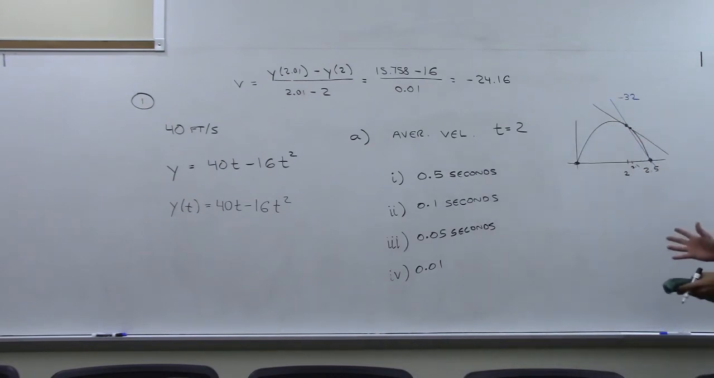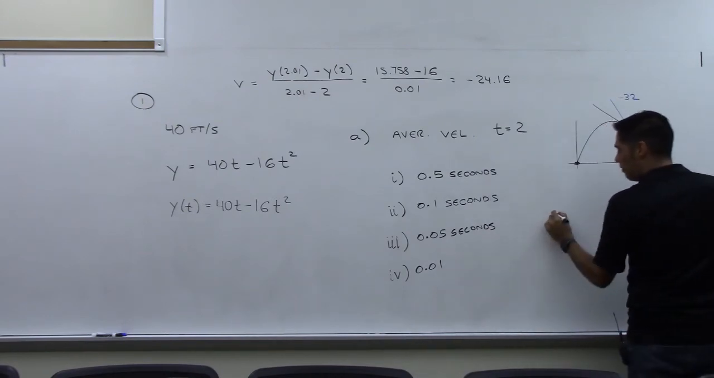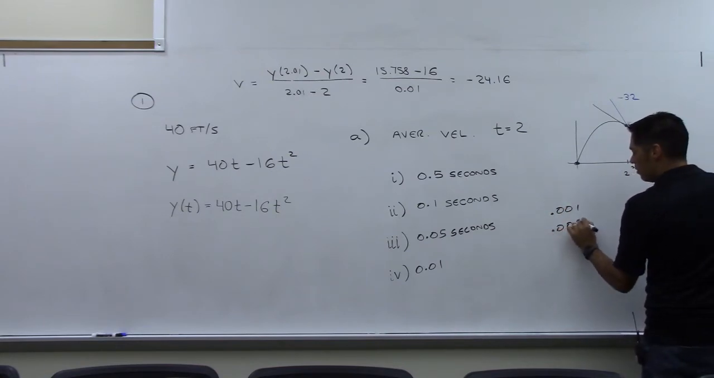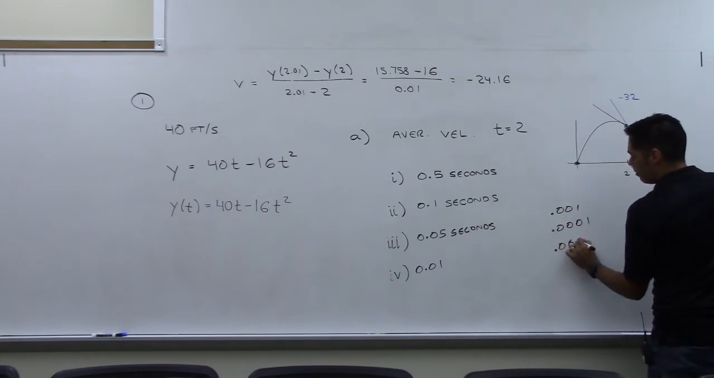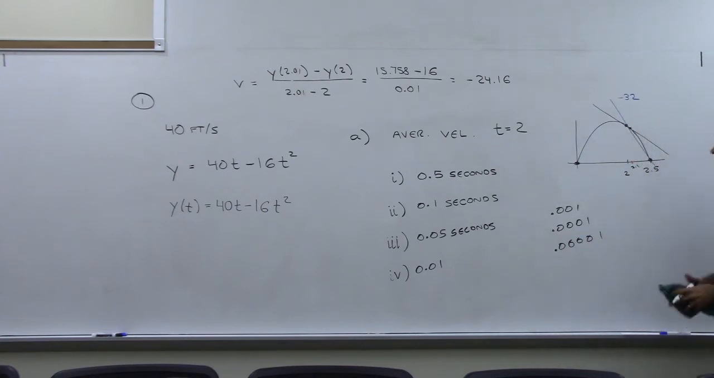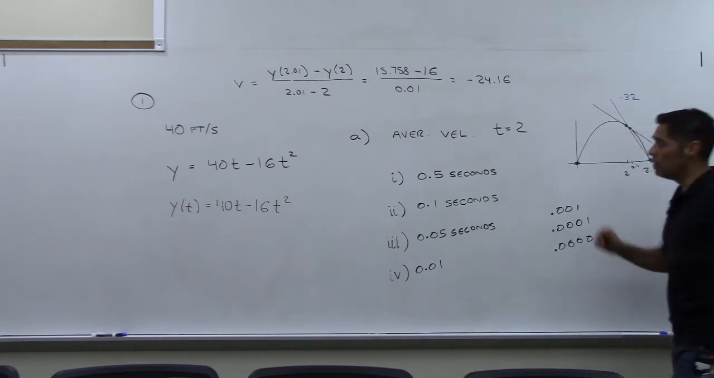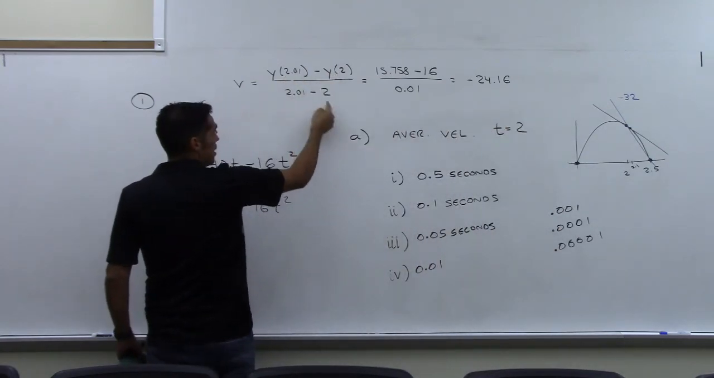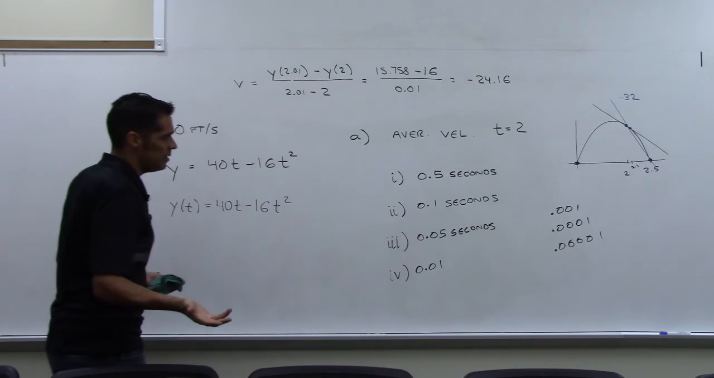Now we could keep going. I mean, we could get even closer than that. We could do 0.001 or 0.0001 or 0.00001 and try and figure out what's happening as you get really, really close to 2. The thing is, we know that we can't just look at what's happening at 2. If we do that, we put y of 2 minus y of 2 over 2 minus 2. You get 0 over 0. It doesn't make any sense.